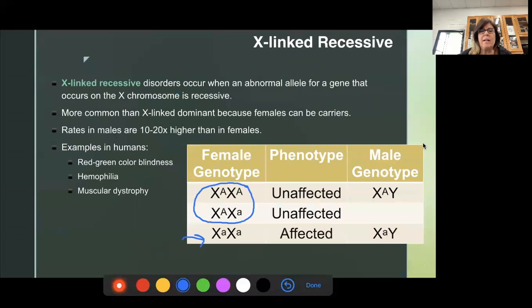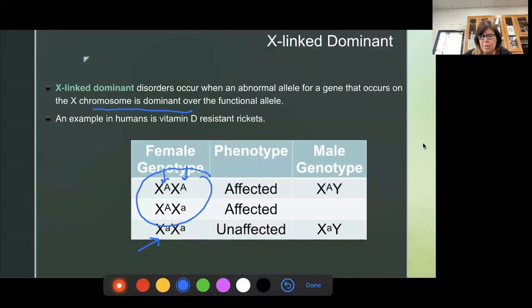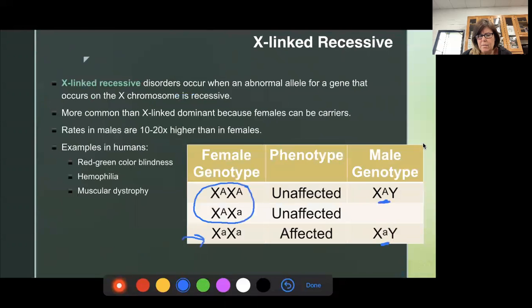These disorders, again, we see much higher in males than females, because males are not carriers. They either have it or they don't, and they only have one opportunity of getting a healthy gene. Same with over here, right? They either have it or they don't. So they can't really be carriers either. So that's the same in both situations with the male genotype.